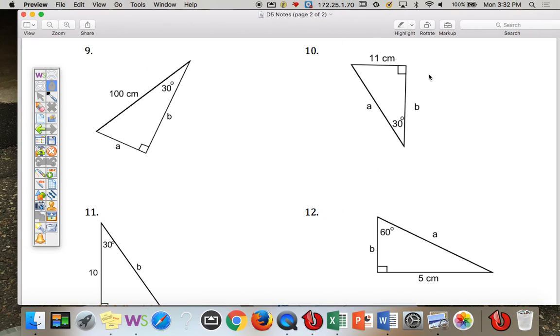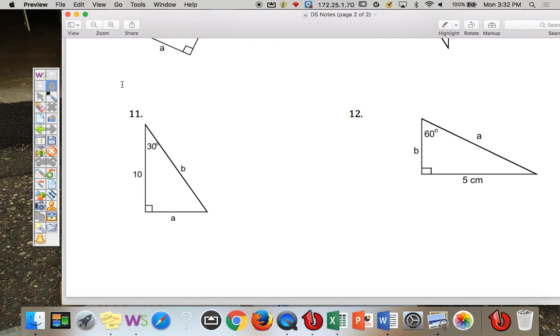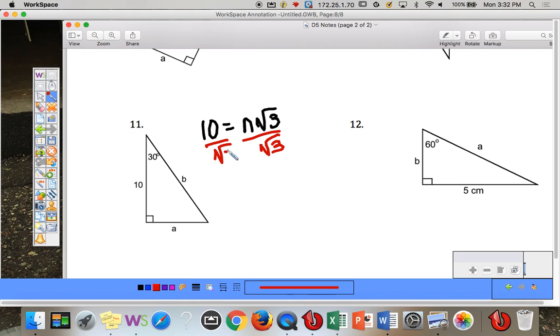We got 11 and 12 here, the last two. This time we have 10, and 10 is between the 90 and the 30. So 10 equals n√3. Divide each side by the square root of 3, and that goes between the 60 and the 90 right here. So this is 10 over the square root of 3. And if we double that, we just double the number not inside the radical. So this side is 20 over the square root of 3.